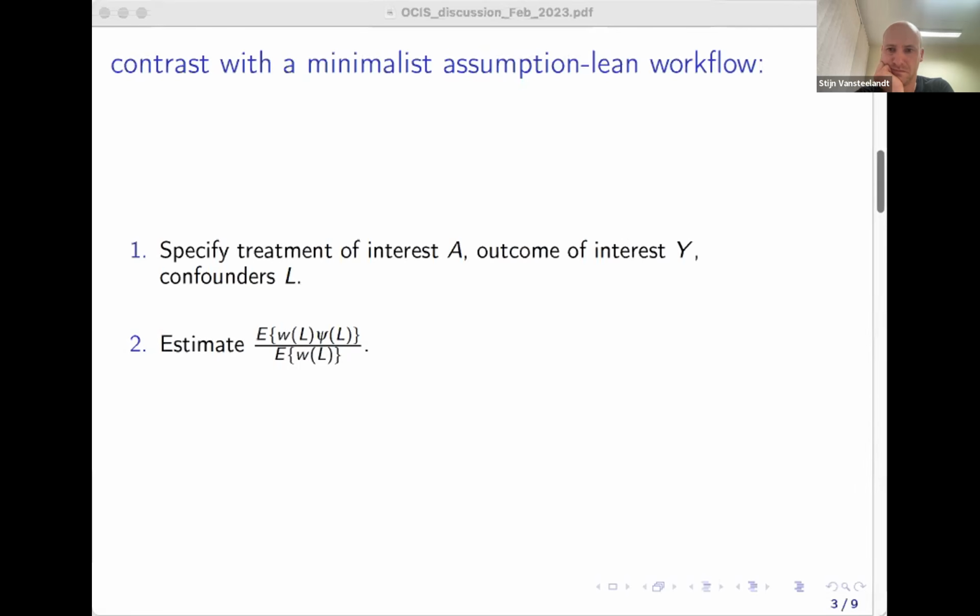The brilliance of this workflow is that there's very little to be done in terms of assessing robustness to modeling assumptions, at least not in the same way we typically would, because essentially no modeling assumptions are invoked here.